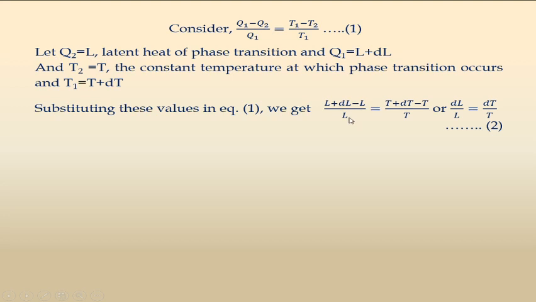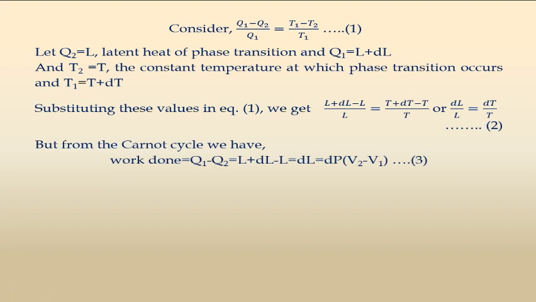So that is L. And then on the other side, we have T plus dt minus T by T. If you simplify this, dl by L is equal to dt by T. You may have a doubt why we have not written L plus dl here and T plus dt here for Q1 and T1 values, but the dl and dt values are negligibly small, so we can neglect them in the denominator. So we get the equation as dl by L equal to dt by T.